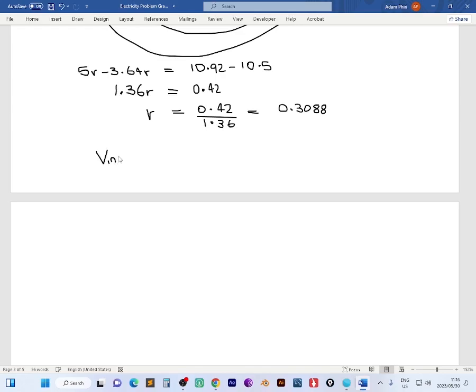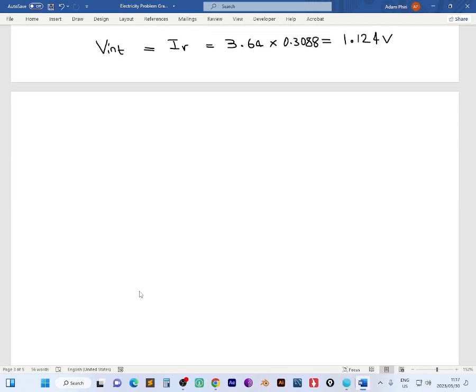Now we need to know the potential difference internal. Now that we know that it's IR. Remember that our current was given in the previous value. So it's 3.64 multiplied by 0.30. We didn't round off the 0.30 because it's not our final answer. So giving us our value there as 1.1124. That would be the potential difference.